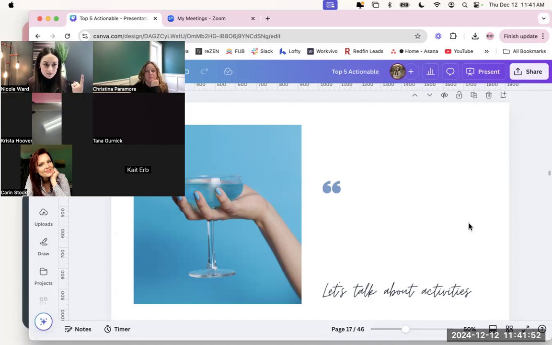Again, don't reinvent the wheel. Don't have shiny object syndrome. Pick 3 to 5 activities that you can do consistently every day for a long period of time. And that's going to be how you grow your business.